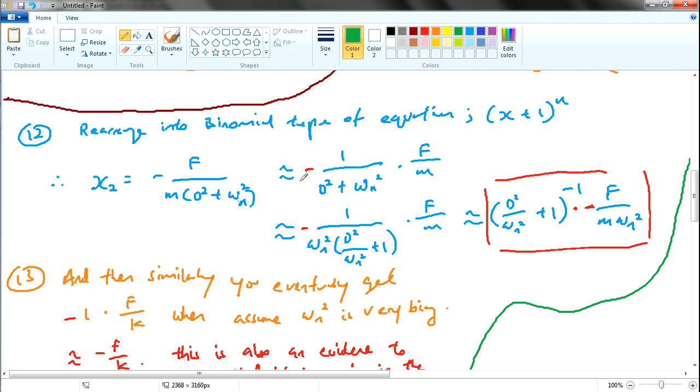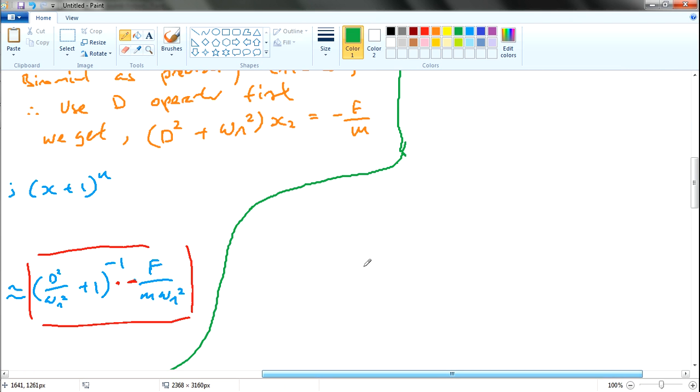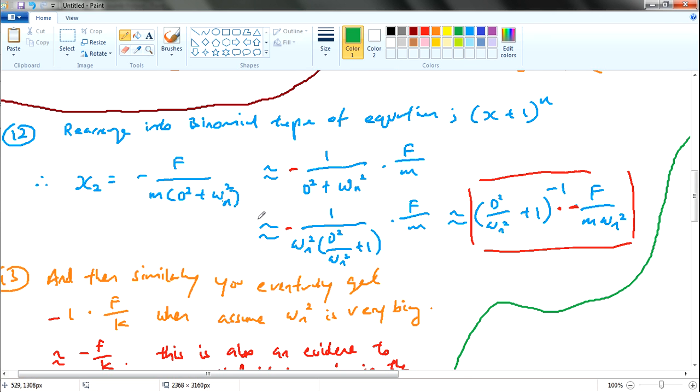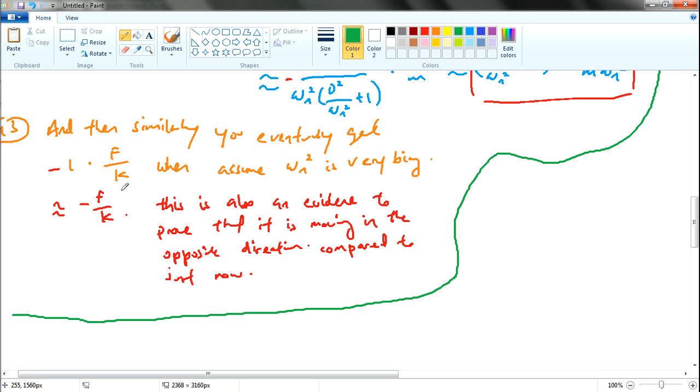And then you rearrange, you use the D operator. This is the operator over here. Once you use the operator, you solve with the binomial theorem, and then you eventually get minus f over k. This is your particular integral.